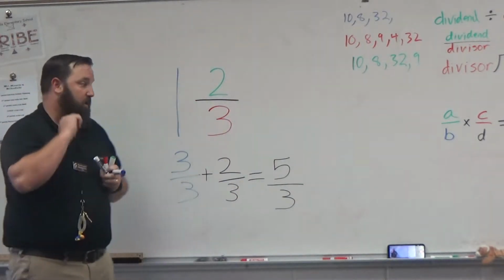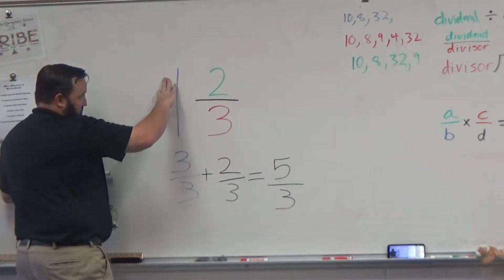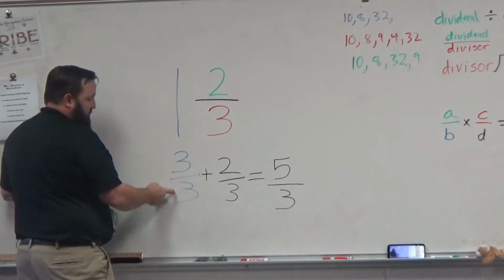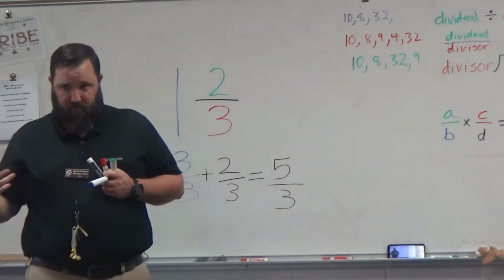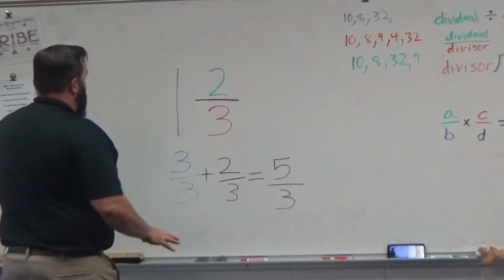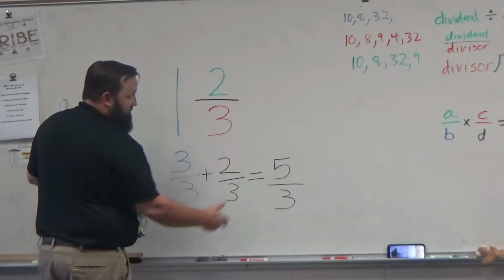Okay? So actually what I've got is, even though it's 1 and 2 thirds, the reason why I make it 3 thirds is because this is my divisor, this is my denominator. I want to keep it all the way through. Okay? So, 3 thirds plus the 2 thirds will give me 5 thirds.